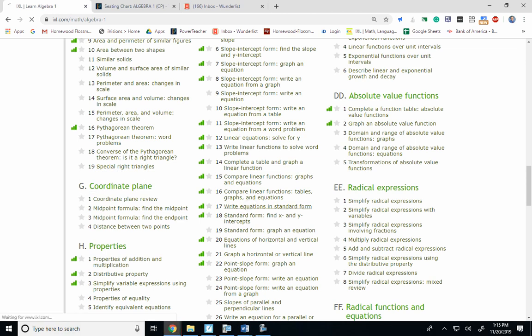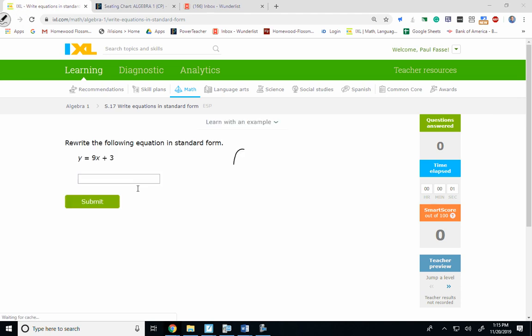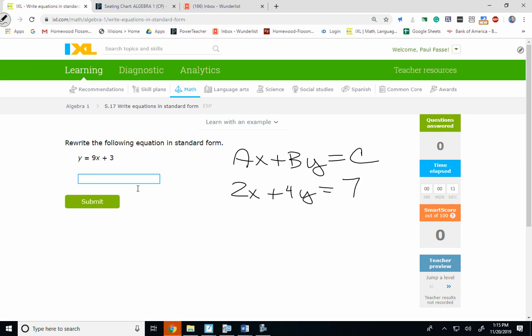Okay, the next one is going to be S17, which is writing in standard form. This one's really not that bad. So this is standard form: ax plus by equals c. Like 2x plus 4y equals 7 would be an example of standard form. Now, a has to be positive in order to get the correct standard form. Okay? So let's look at this.